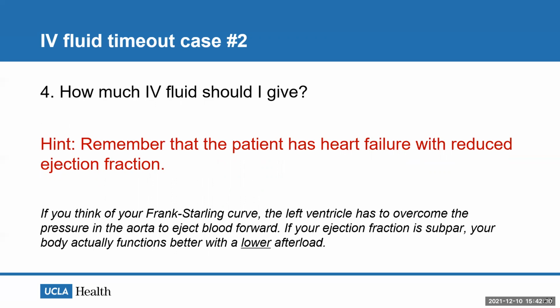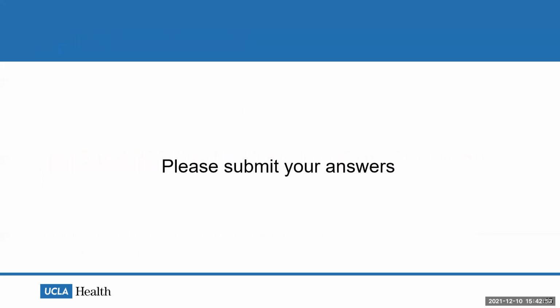So if you think of your Frank-Starling curve, the left ventricle has to overcome the pressure in the aorta to push blood forward. So if your ejection fraction is really low, your body actually functions better with the lower afterload. So your goal blood pressure in patients with a low EF can be anywhere from 90 to 100, so much lower than your classic 120. Go ahead and submit your answers and we'll review them.